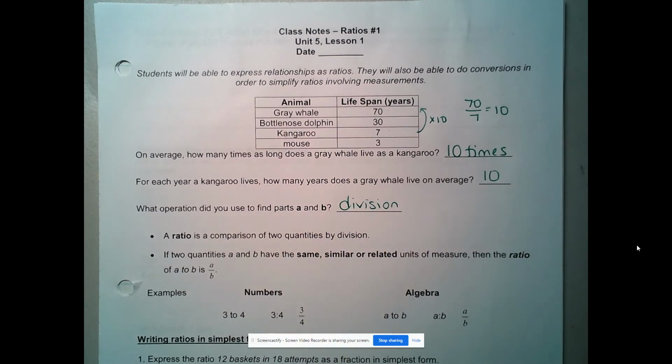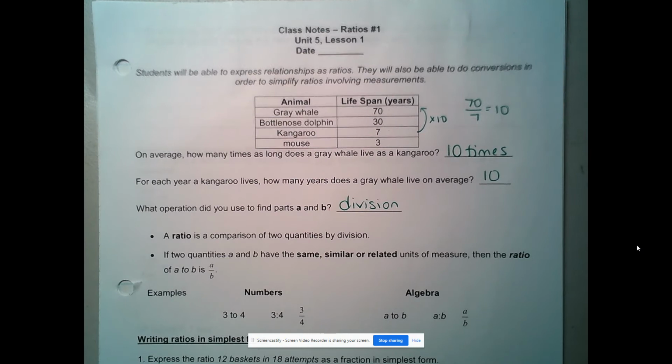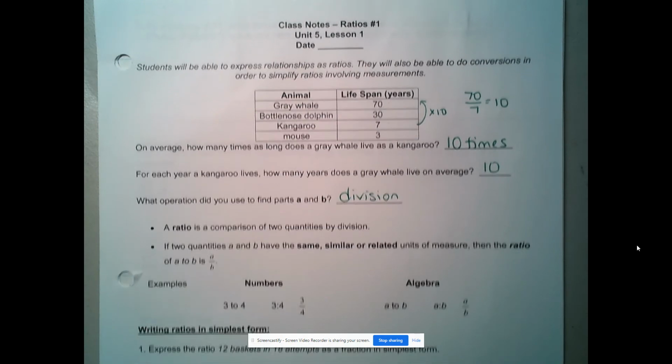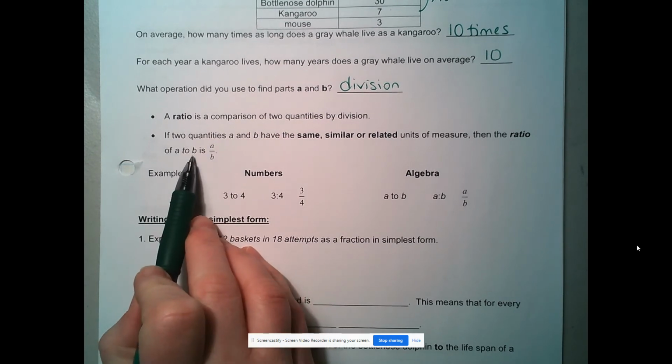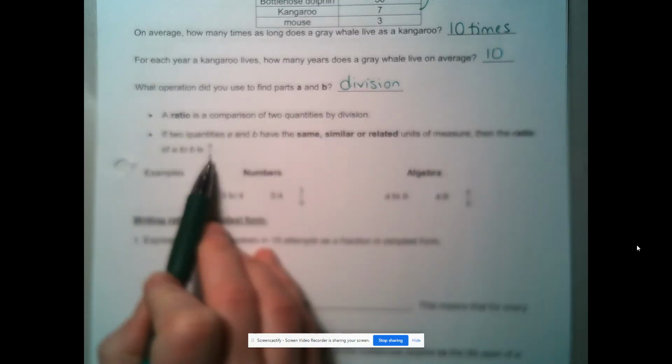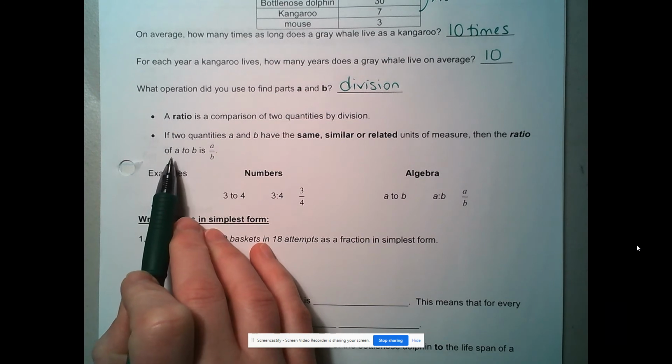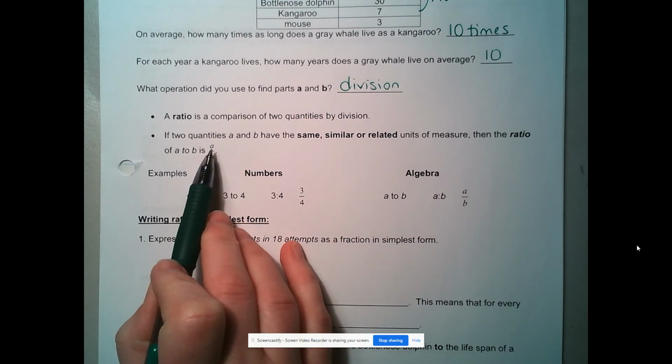A ratio is a comparison of two quantities by division. If two quantities, A and B, have the same, similar, or related units of measure, then the ratio of A to B is a fraction, A over B. So it means the same thing. You can say A to B, or you can write it as a fraction with the A on top and the B on bottom, because A to B starts with A, the fraction starts with A.